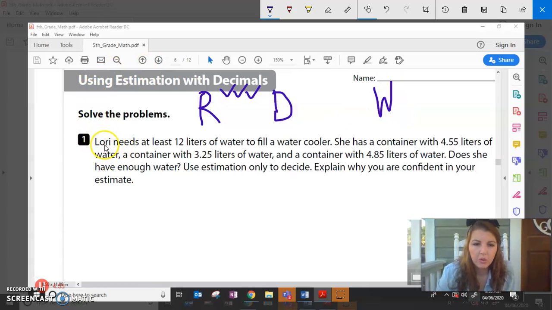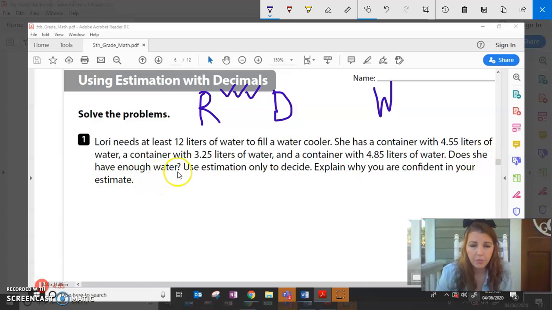So to begin, Lori needs at least 12 liters of water to fill a water cooler. She has a container with 4 55/100 liters of water, a container with 3 25/100 liters of water, and a container with 4 85/100 liters of water.